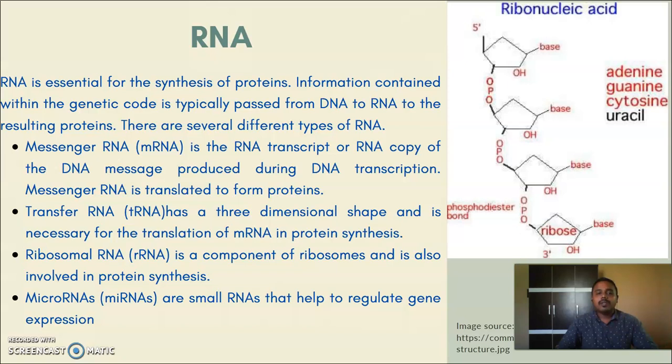The last type is miRNAs, which are called microRNAs. These are very small RNAs that help to regulate gene expression. So basically these 4 types of RNA are very important for the production of a protein from the DNA.